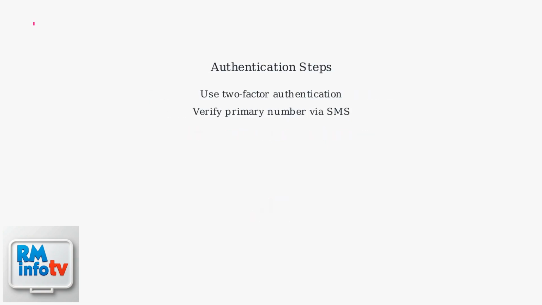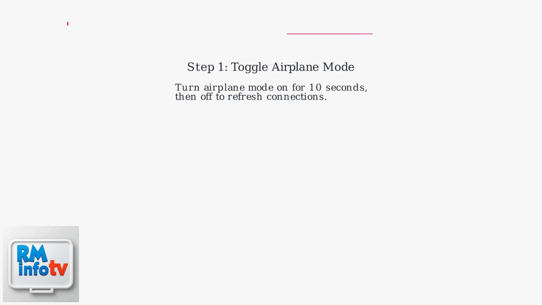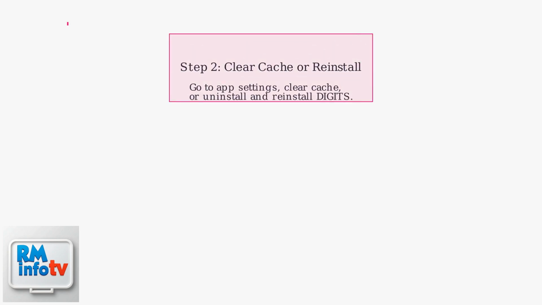Authentication is key. Utilize the available two-factor authentication. Ensure your primary number is verified via SMS. Sync issues often stem from app cache problems or network interruptions. First, toggle airplane mode on and off to force a resync across your devices. If toggling airplane mode doesn't help, clear the app cache or reinstall the Digits app to resolve cache-related issues.